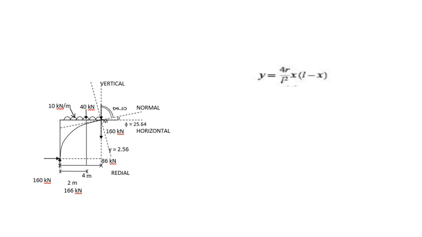Y is equal to 4R by L square into X into L minus X. Writing the formula is very important. So it is asked to find out the internal forces at a distance 4 meter from the left support. So at X is equal to 4, if you substitute, we get Y as 2.56 meter. Here see, rise is also 4, X is also 4. So you can see in the numerator 4R, R is 4, X is also 4. Don't get confused.